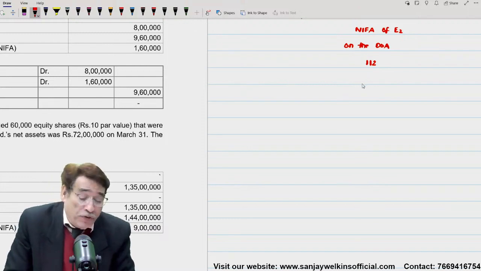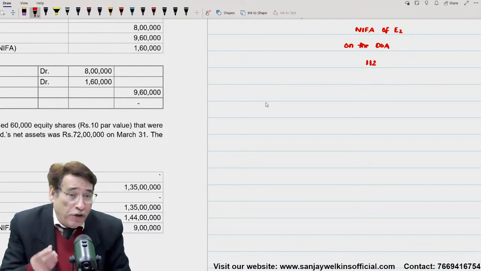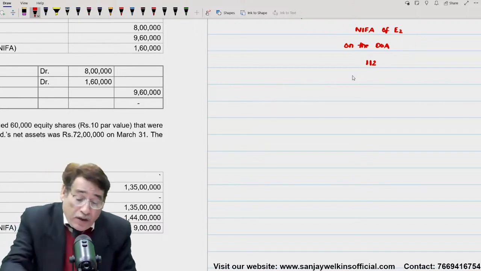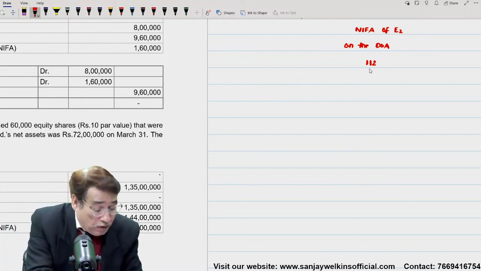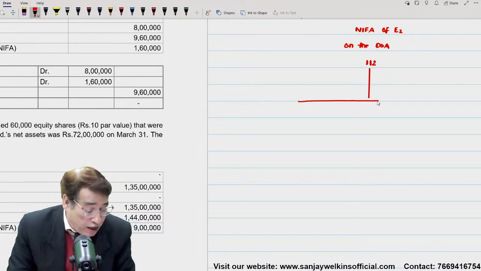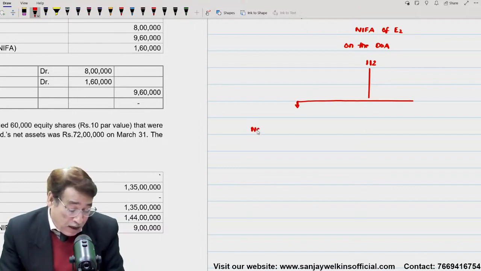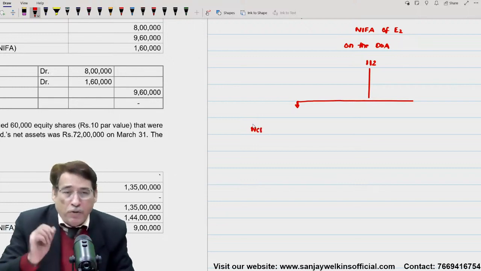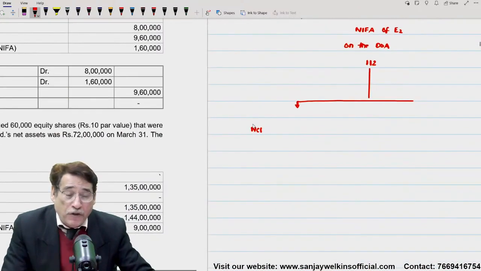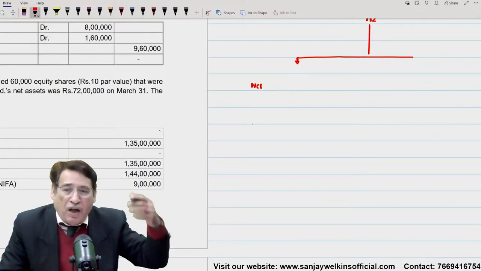Fine, sir. Now suppose I am going to ask you, please compute the value of the NCI as per proportionate share of net assets basis. How am I going to compute it? On the date of acquisition, net assets of the subsidiary company is equal to 112, and out of that, what will the NCI share be? First of all, you let me know: how much control do you have? 70% control. 70% of the share capital is in your hand. So quite obviously, non-controlling interest holders are 30%, the other shareholders.